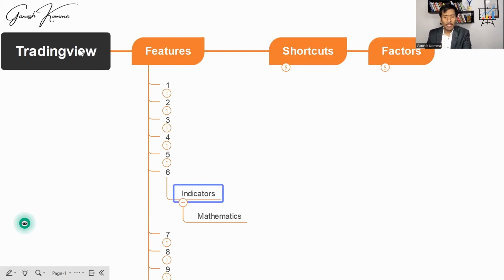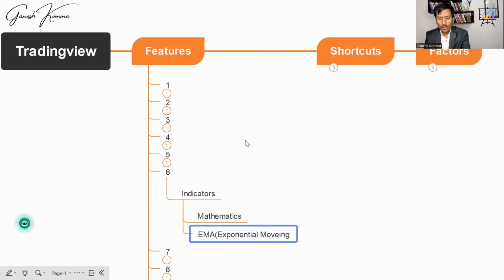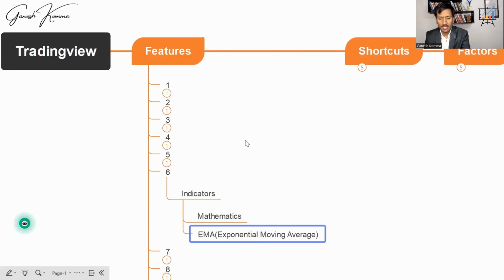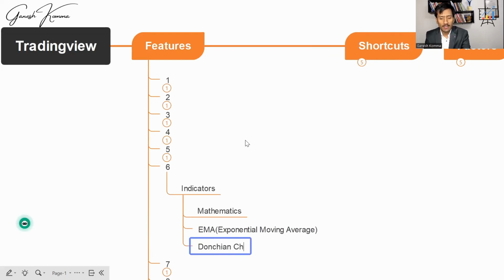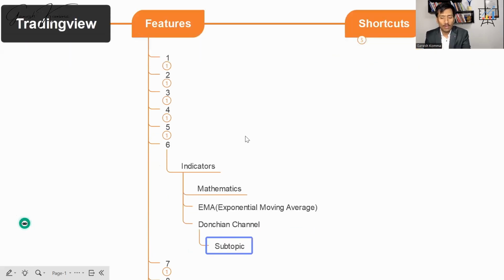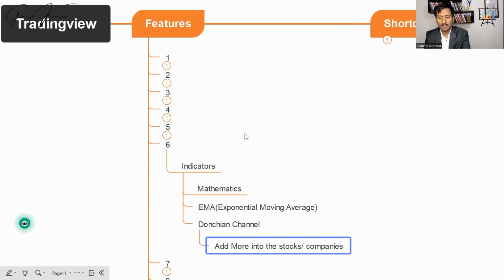Please understand, sir, indicators are very tricky. I don't understand. Or will indicators really work? The answer is yes, right? Sir, exponential moving average, will it work? Donchian channel will help you to add more, right? You have taken a position, and in order to decide whether to add more into the stocks or the companies, Donchian channel will assist you, right?